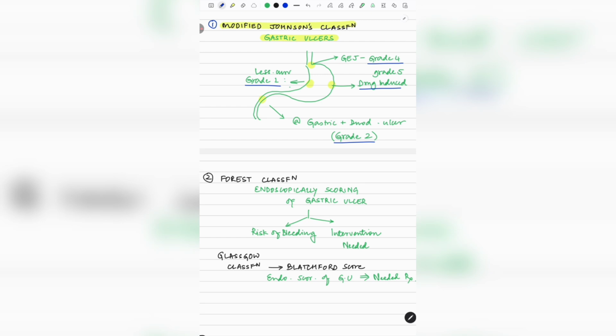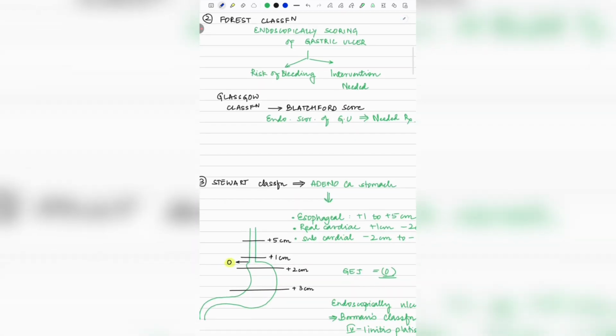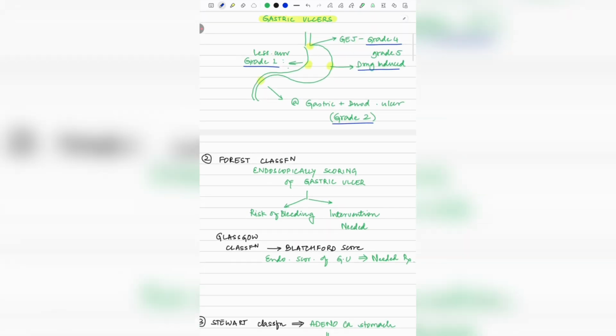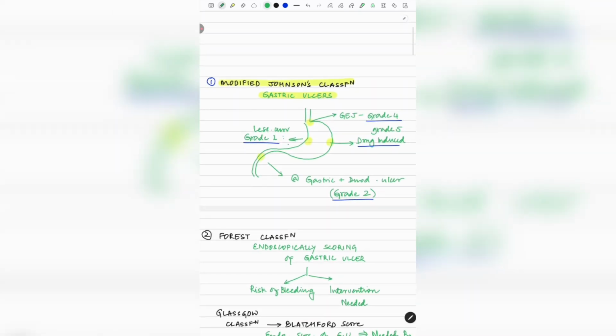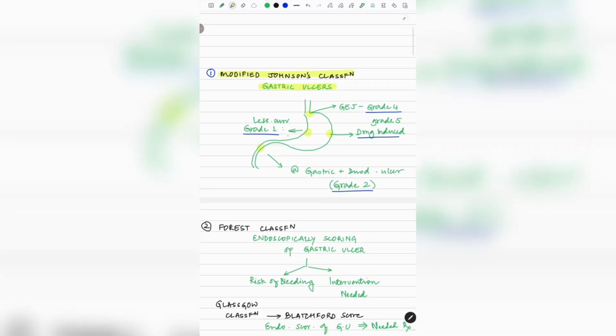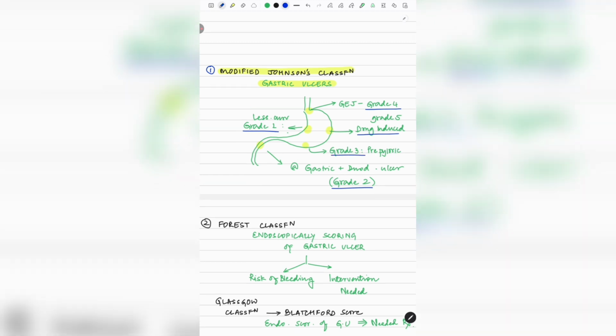And next is the Forrest classification. In the Forrest classification, sorry, I think I missed your grade 3. Yes, I missed grade 3. Sorry, write down: grade 3 is pre-pyloric. Okay, grade 3 is pre-pyloric.